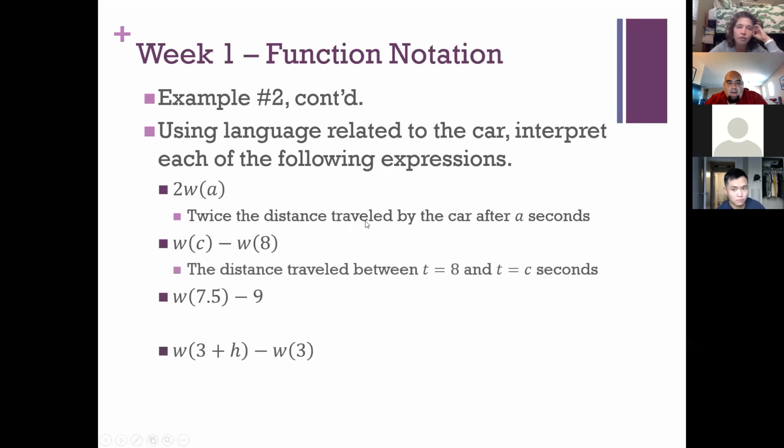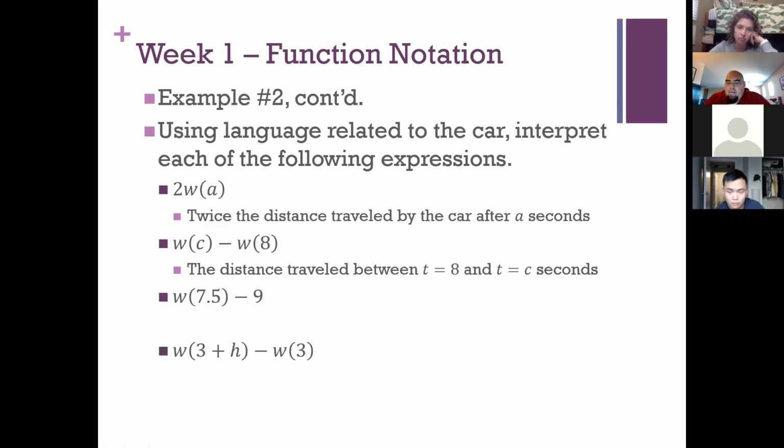So let me go ahead and put my wording here. The distance traveled between T equals 8 and T equals C seconds. And just to reiterate, I've seen a lot of you saying different versions of the same idea, which is great. All right, next one, W of 7.5 minus 9.